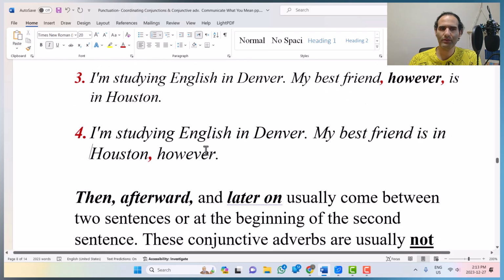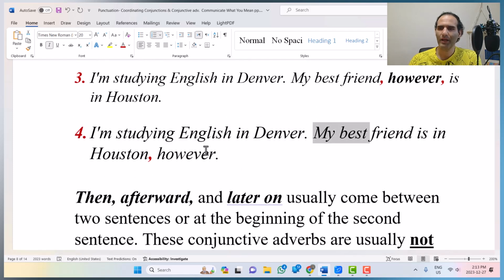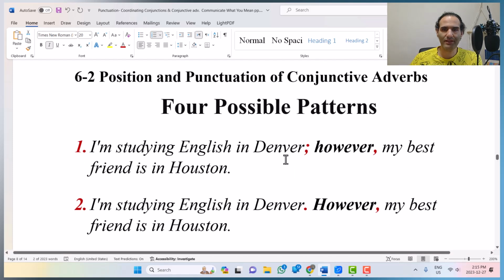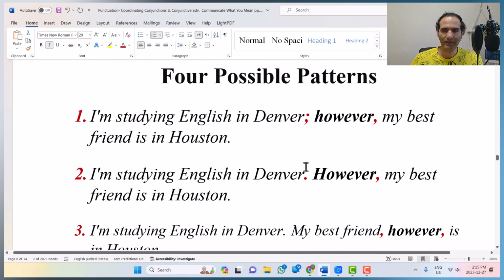And the last one, independent clause 1 finishes, period. My best friend is in Houston. Again, the second one finishes, comma, and your conjunctive adverb. Okay? So these are 4 ways of connecting two sentences with a conjunctive adverb.